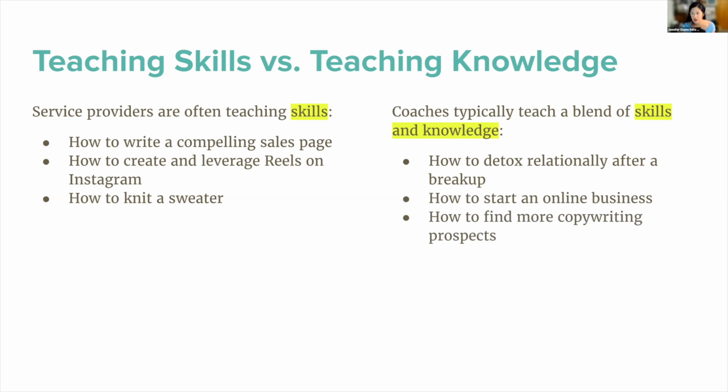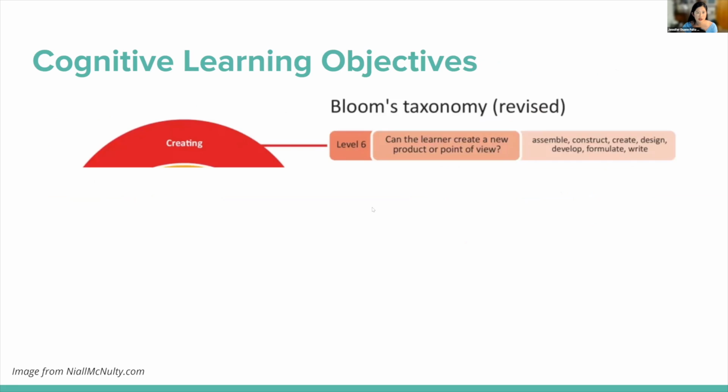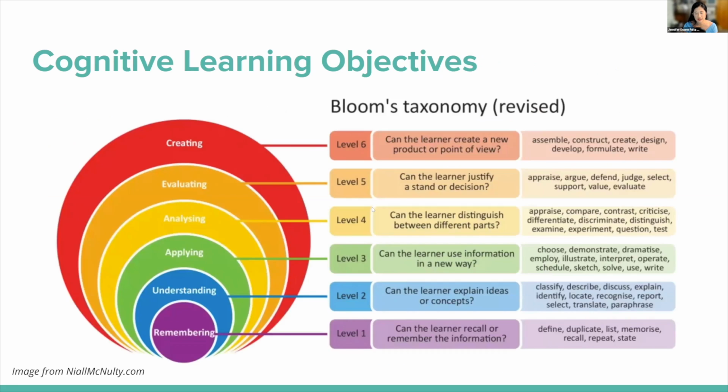How to find more copywriting prospects. Again, there's a lot of knowledge behind that, but then it's also teaching a skill. And there's typically a baseline level of knowledge that you need in order to learn the skills. You can't learn how to balance your budget if you don't know what a budget is. So it's usually not just one or the other. It's usually a blend of skills and knowledge. And we'll talk a little bit more about that background knowledge in the second section. So when you're putting together your online course, you want to come up with a specific learning objective, both for the overall course and for each of the individual parts.